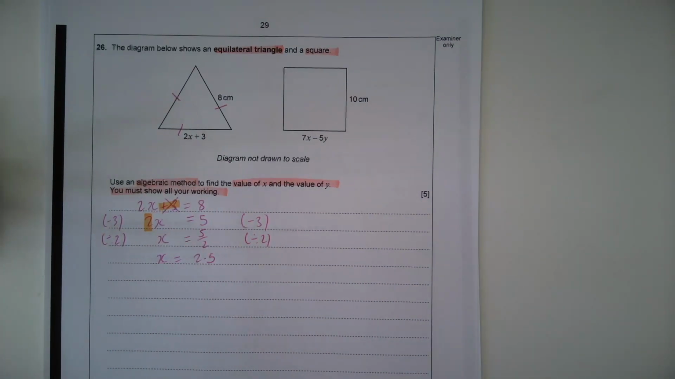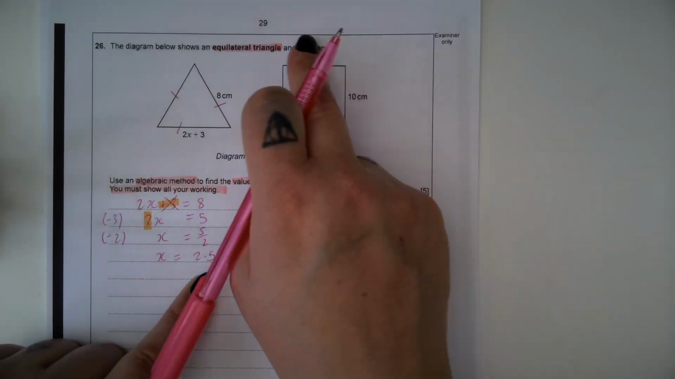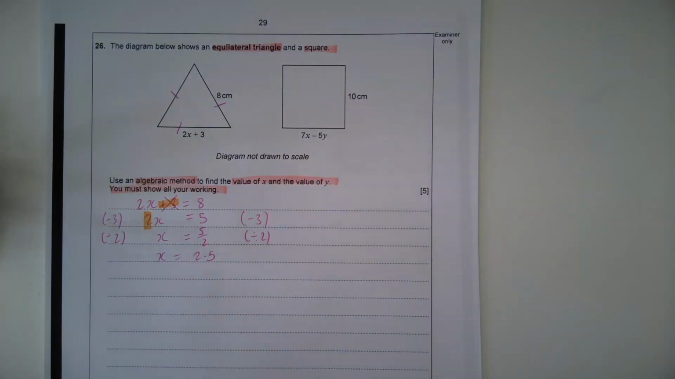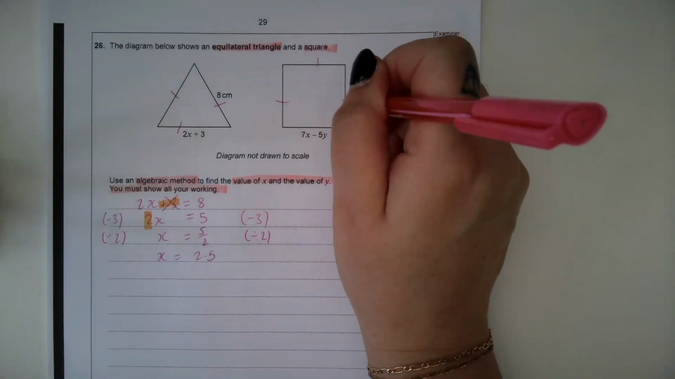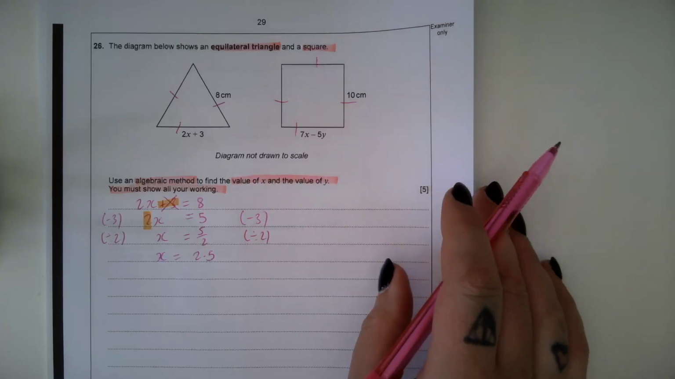Wonderful. Now we need to find y. So I know that x is 2.5 and the information about the square has y involved. So what do we know about the square? Well, we know on a square all of the sides are the same. So that tells us that 7x subtract 5y must be equal to 10.